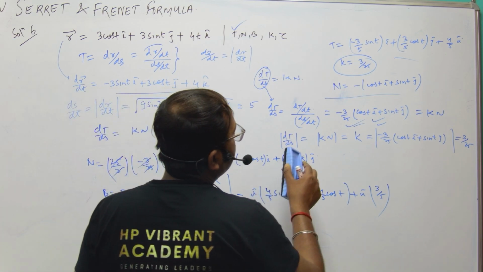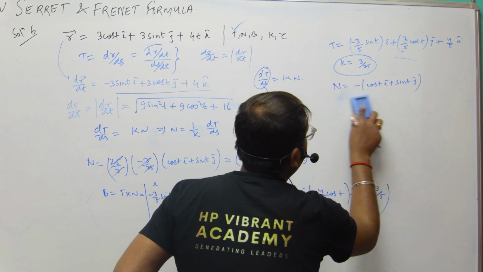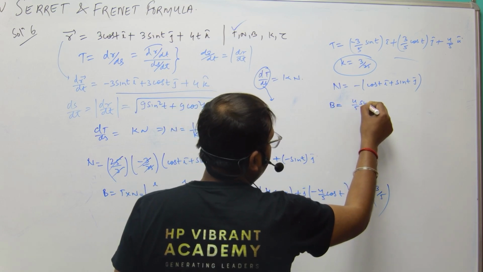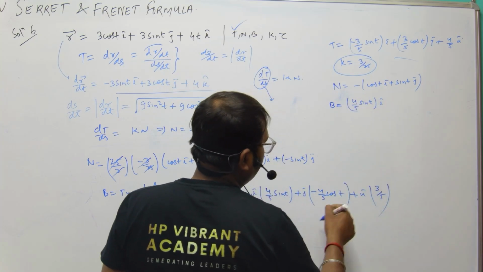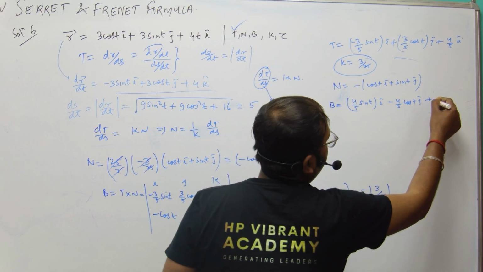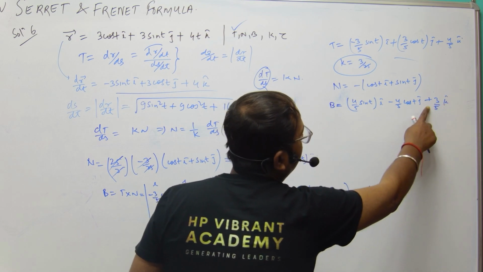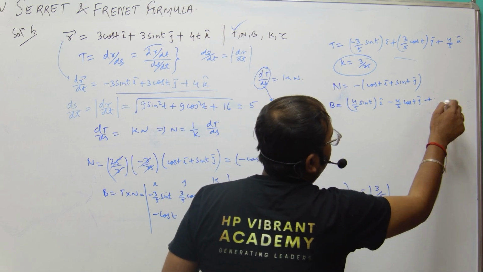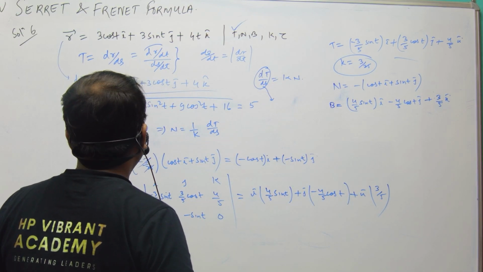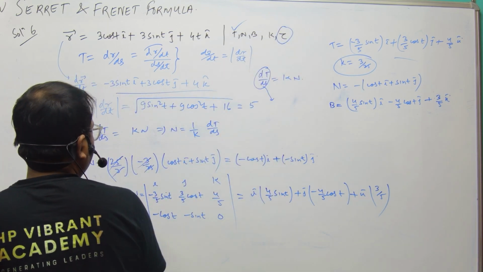We have the value of b as 4 upon 5 sin t i cap minus 4 upon 5 cos t j cap plus 3 upon 5 k cap. Okay, the value of b. Let us calculate dB upon ds. We are left with tau only. Let us find the value of tau.